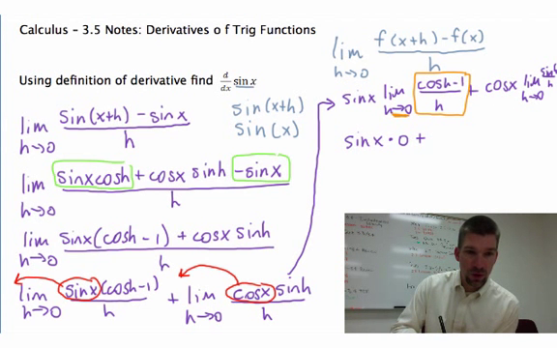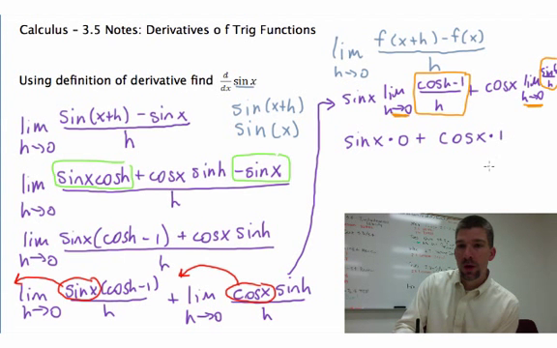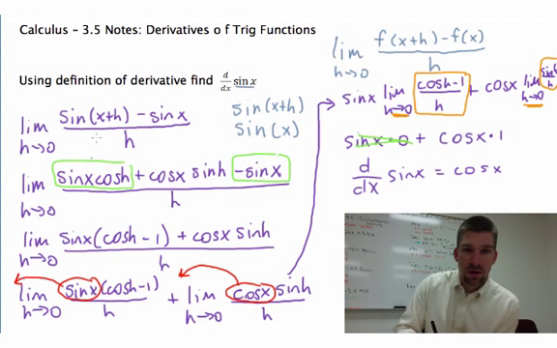And then we've talked previously about the graph of sine h over h as h goes to 0. That guy is just a 1. So we're going to end up with cosine x times 1, and the sine x's go away. And so the derivative, based on our limit, is cosine x.